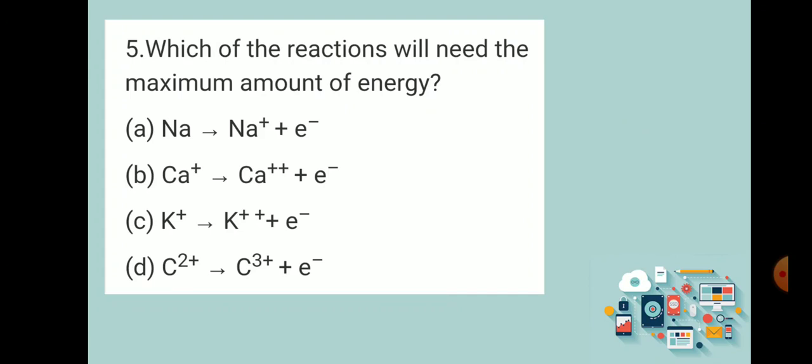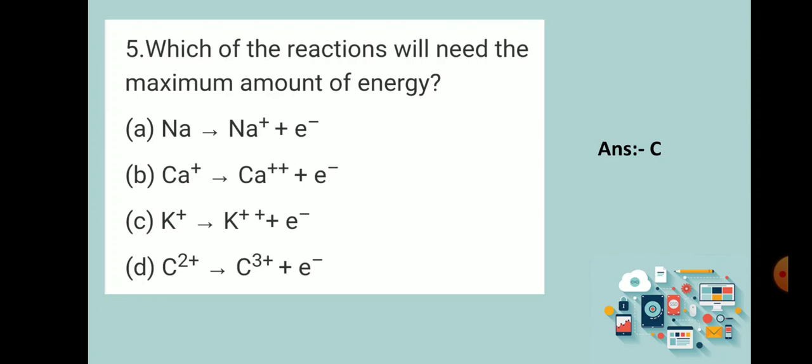Fifth one, which of the reactions will need the maximum amount of energy? Option A, Na gives Na plus plus electron. Option B, Ca plus gives Ca 2 plus plus electron. Option C, K plus gives K 2 plus plus electron. Option D, C 2 plus gives C 3 plus plus electron. And the answer is option C, K plus gives K 2 plus plus electron.